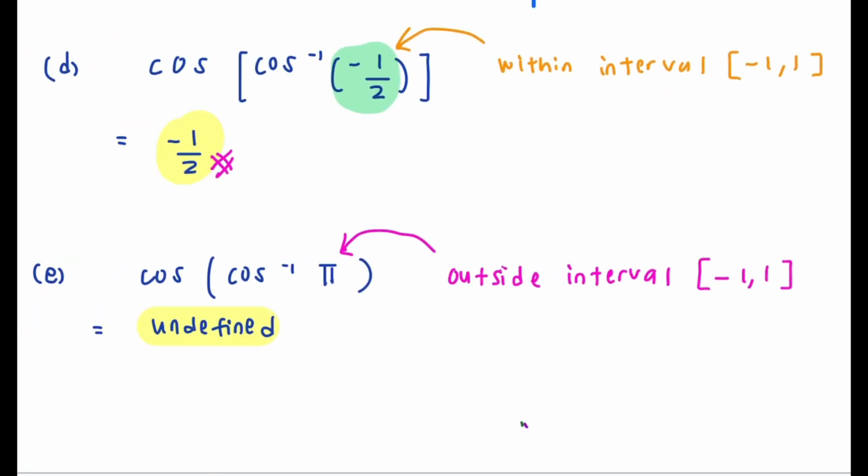Finally, for this example on inverse cos, cos compose inverse cos pi. Again, we need to take care of the domain of inverse cos. So the domain must be between -1 and 1. Now pi is actually the value of 3.142..., so this is 3 plus. Obviously, this is over the interval here. Therefore, we cannot solve this. This is undefined.